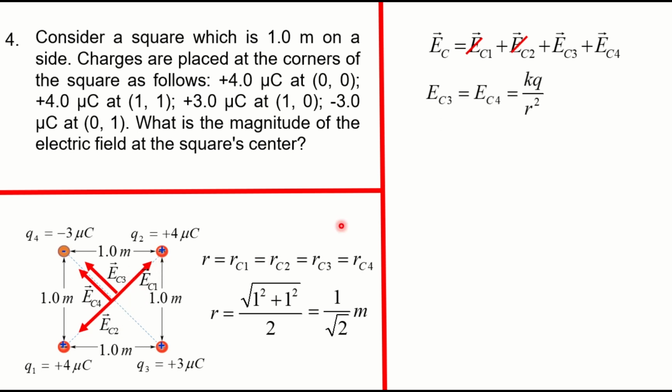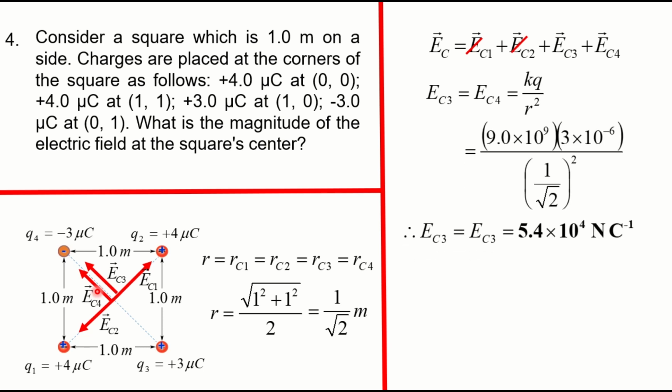So we get EC3 to be equal to EC4, which is KQ over R squared. EC3 and EC4 have the same value even though one is a positive charge and one is a negative charge. But since both are moving upwards, we have to add them up. We calculate EC3 first, and we get 5.4 times 10 to the power of 4. The total EC is EC3 plus EC4, so we add both of them up.